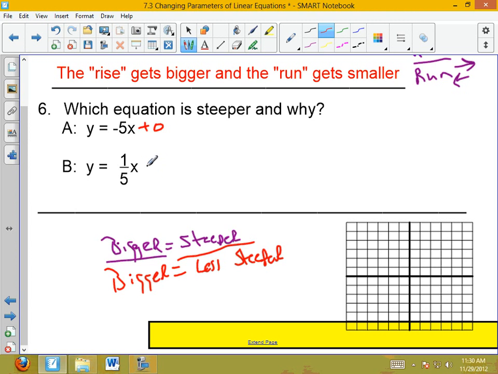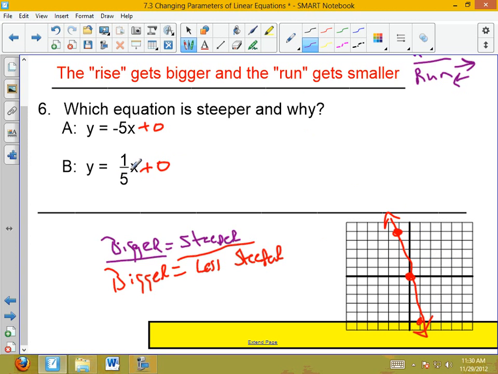My y-intercept is actually plus 0 because there's nothing there. So both lines are going to start at 0. Now this one's going to go down 5 over 1 or up 5 over 1. And right here is my line. That's not a very nice line, but oh well.